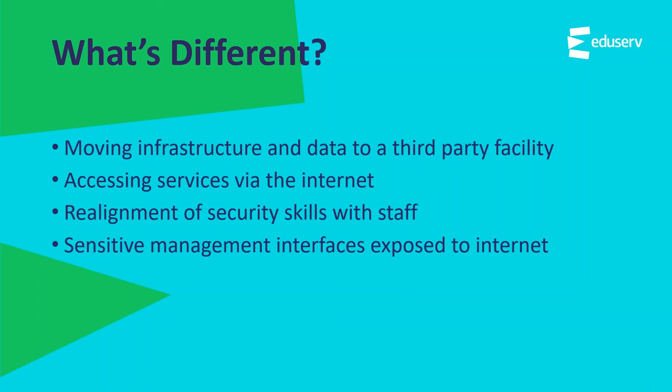The final area is sensitive management interfaces being exposed to the internet. If you're using a vCenter, VMware type environment today, generally the access to the console with the privileged access that provides will be predicated on you being on your own network or from a key VPN location or other such controlled locations. It won't generally be available on the internet. With cloud services, those management interfaces are on the internet, and understanding how to control access to those is pretty key in order to preserve the security of your systems. So on to the next slide.